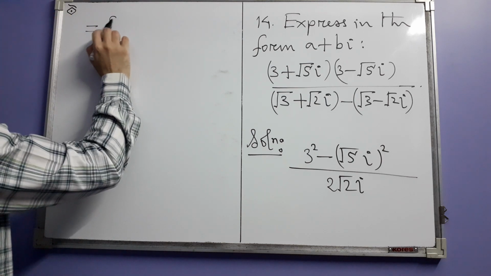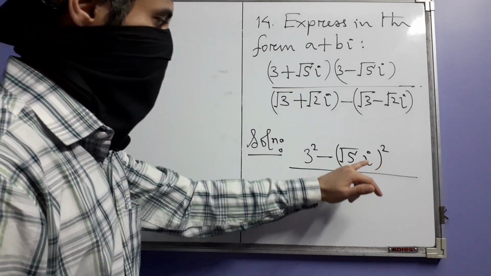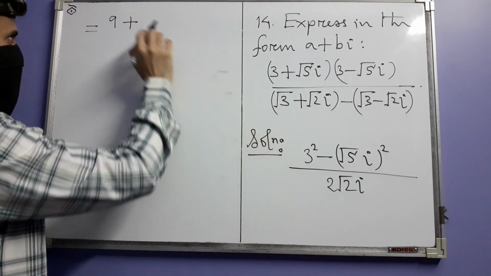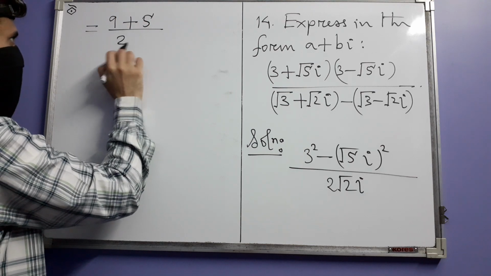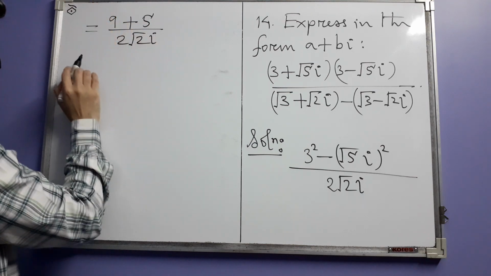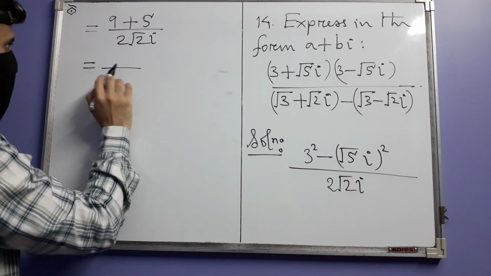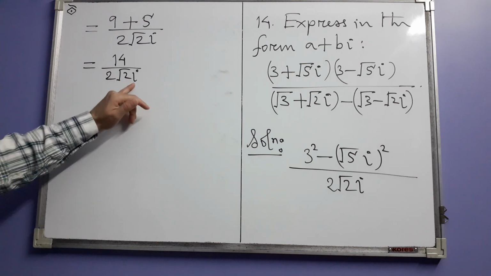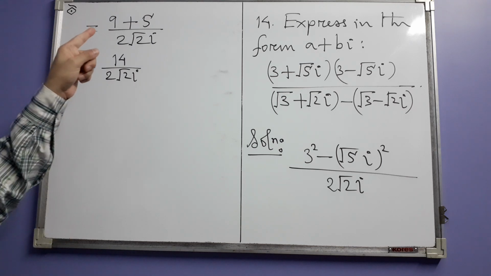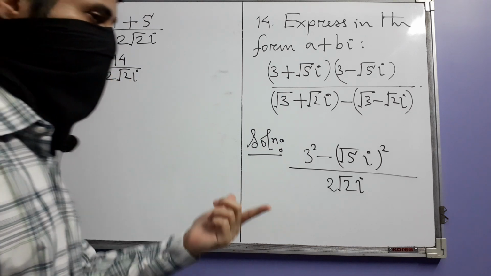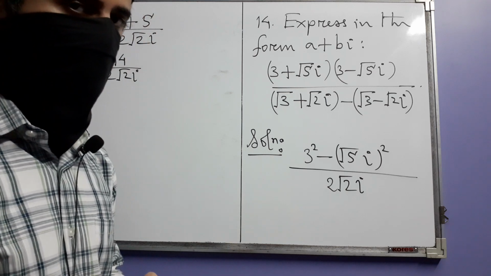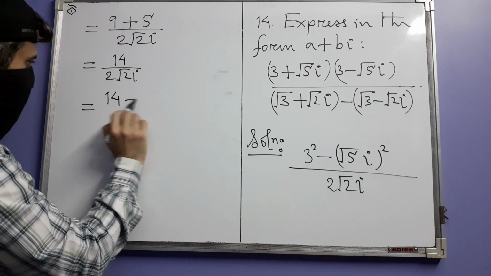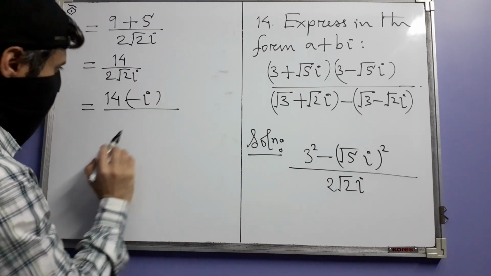So this will be what? 9. i squared is minus 1, minus and minus give us plus, root 5 squared is 5, to root 2i. 14 divided by 2 root 2i. Now what will you do about this i? Just now we saw that the numbers i and minus i are multiplicative inverses of each other. So you multiply and divide by minus i.